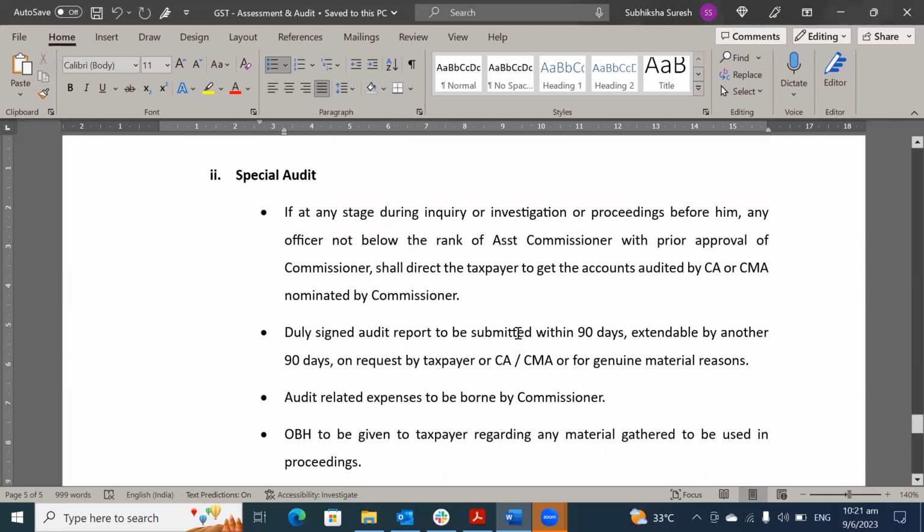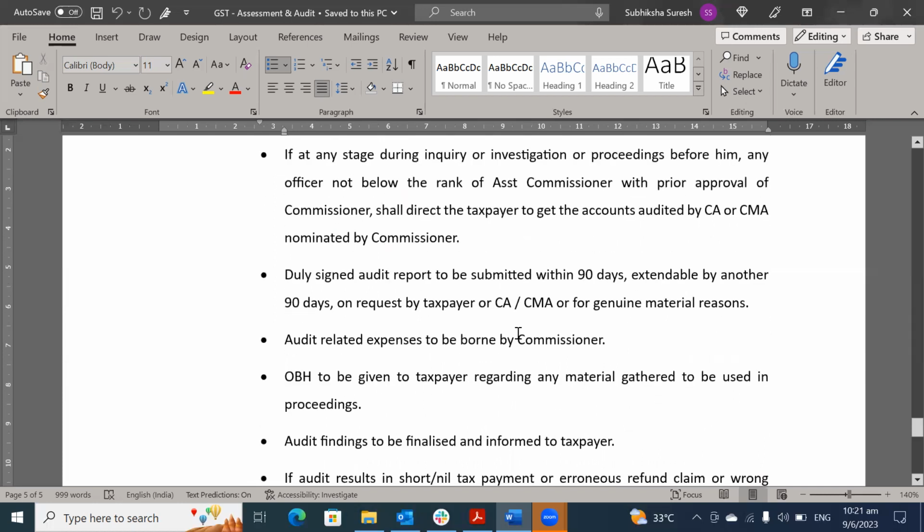In special audit cases, with prior approval of the commissioner, the assistant commissioner shall initiate the proceedings, which require the taxpayer to get his accounts audited by a chartered accountant or cost accountant. Such a signed audit report has to be submitted within 90 days from the date of the order passed by the assistant commissioner. All the audit related expenses have to be borne by the commissioner. In the same case, opportunity of being heard also has to be given to the taxpayer.